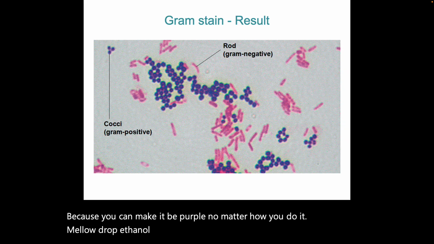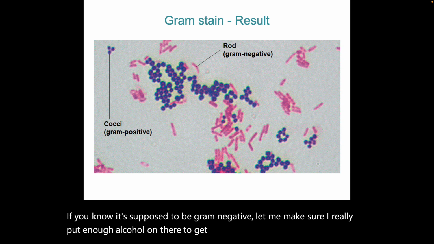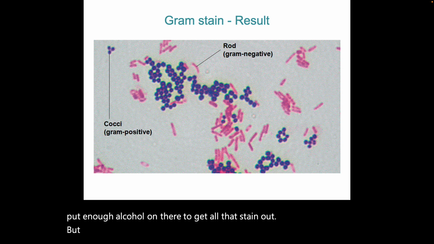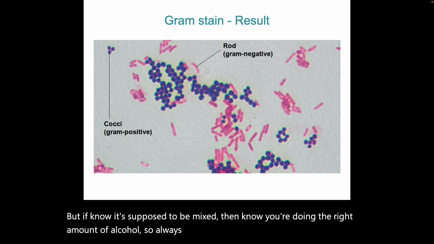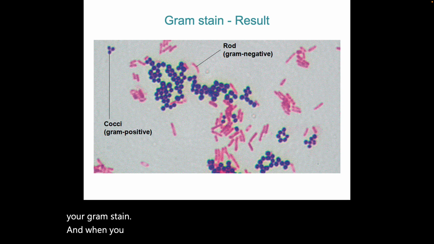That's my alcohol. Right? If you know it's supposed to be gram-negative, let me make sure I really put enough alcohol on there to get all that stain out. But if you know it's supposed to be mixed, then you know you're doing the right amount of alcohol. So always use a mixed culture when you're practicing your gram stain. And when you have your midterm, it will be a mixed culture.